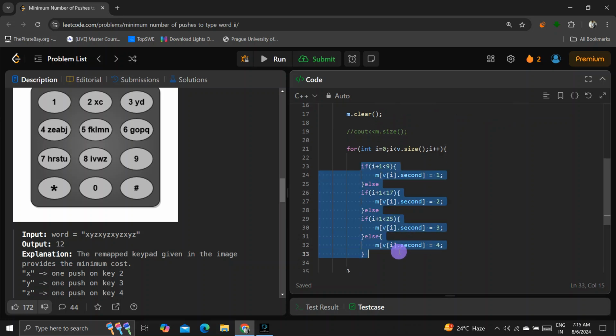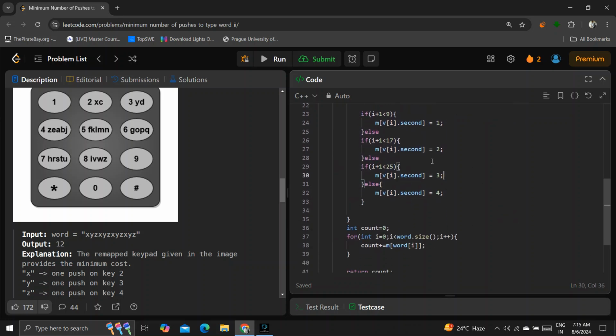So hope you have understood this concept. For the first 8 keys, this is the case. And suppose the keys are greater than 8, then for the second index I will do it here, for the 2. So basically 8 plus 8 would be 16. If characters are greater than 16, then till 24, because 8 plus 8 plus 8 would be 24, I will make the frequency 3, because I have to press 3 times.